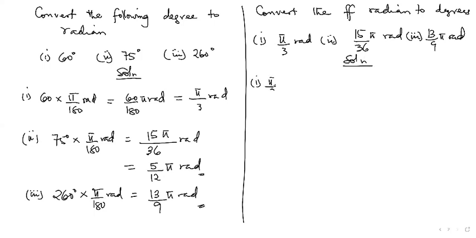If you want to convert from radian to degree, what you do is multiply by 180 over pi. So this is radian, you can just omit it. Now pi will cancel pi, then 3 into 180 is 60 degrees.